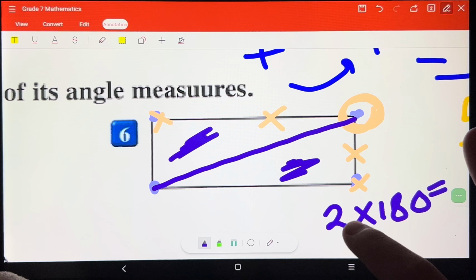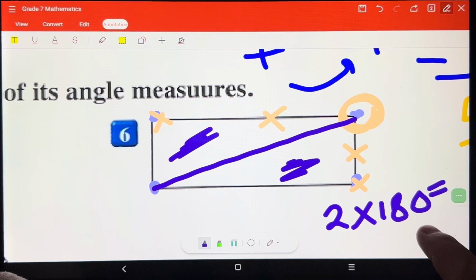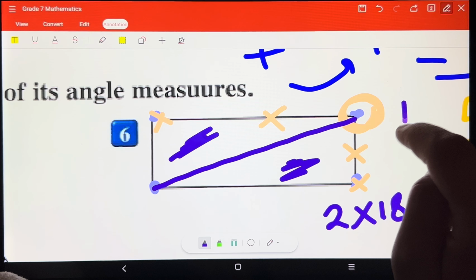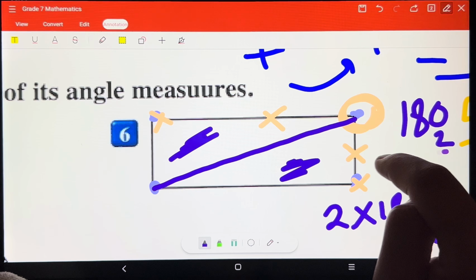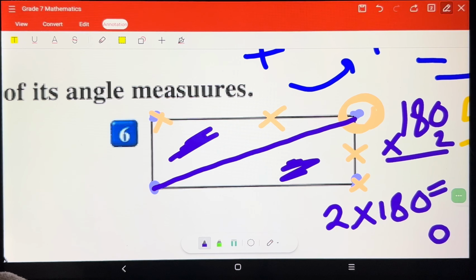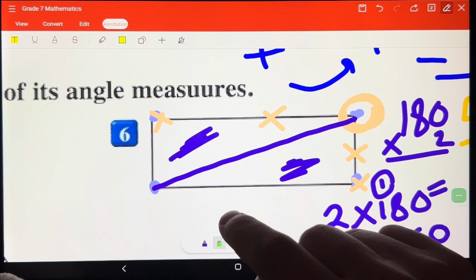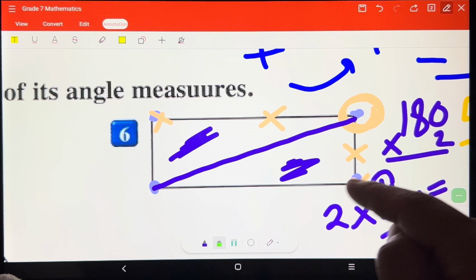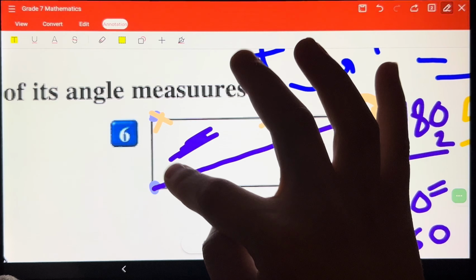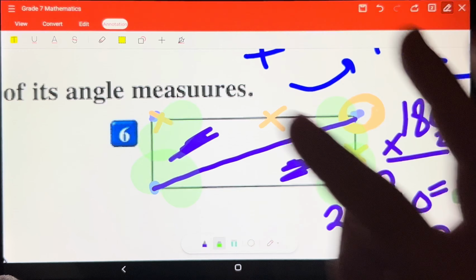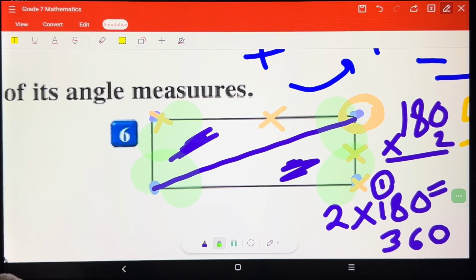When I multiply them, I say 2 times 0 is 0. If you don't know this way, try the long way. 2 times 0 is 0, 2 times 8 is 16, 2 times 1 is 2, plus 1 is 3. So the sum of the angles of that shape, which is a rectangle, those 4 angles, is exactly 360.